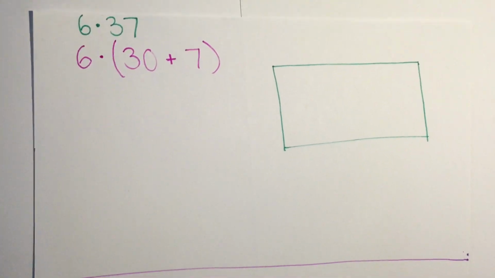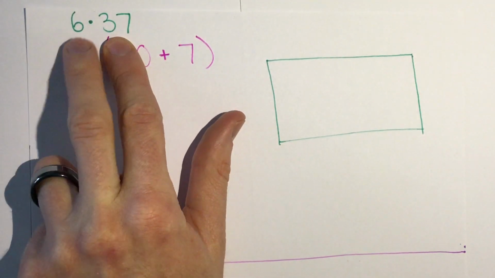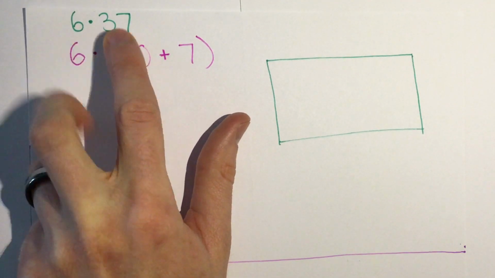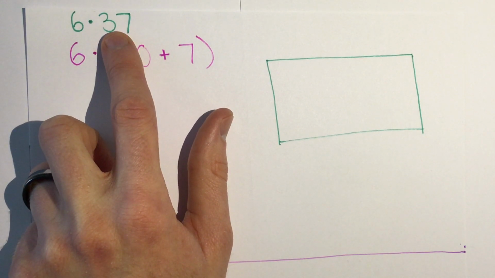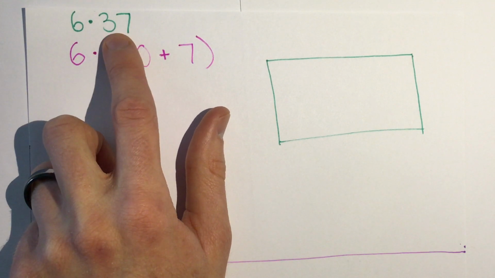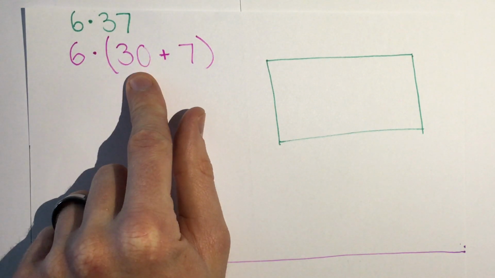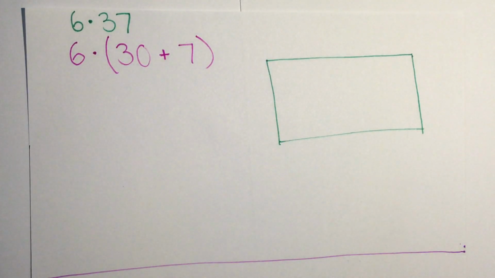Let's say we have the multiplication 6 times 37. 6 times 37 is a bigger multiplication. We might not want to do that easily in our heads, but what we can do is take 37 and split it into 30 plus 7. So we have 6 times, in parentheses, 30 plus 7.